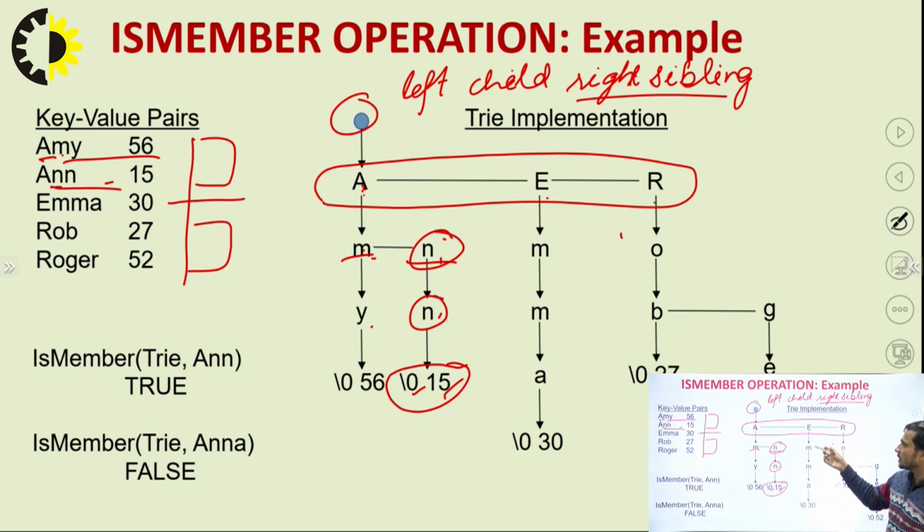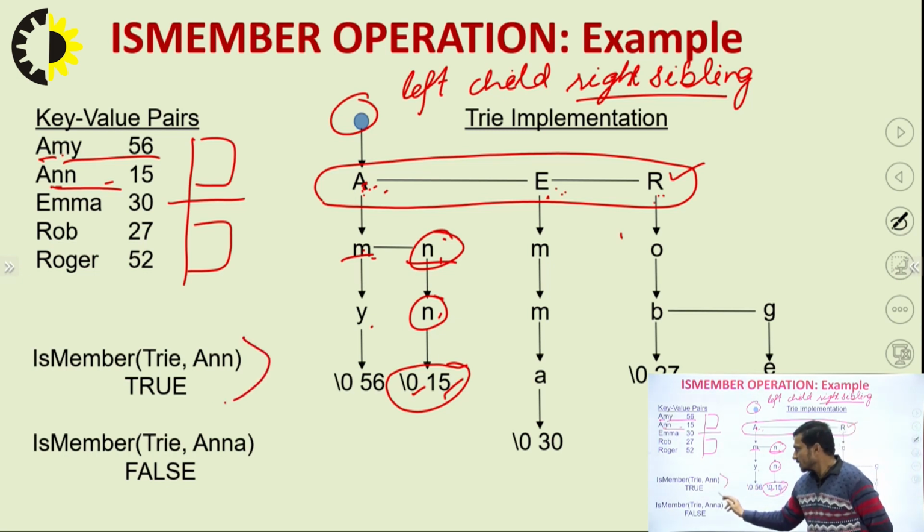So if we are going to search for Rob, first we will go to this node and check whether this A is equal to R or not. If it is not, then at the same level we will find another node in which we will again make a comparison, whether this E is equal to R or not, and similarly we will go to another character and check whether this R is equal to R or not. Here we will find our match.